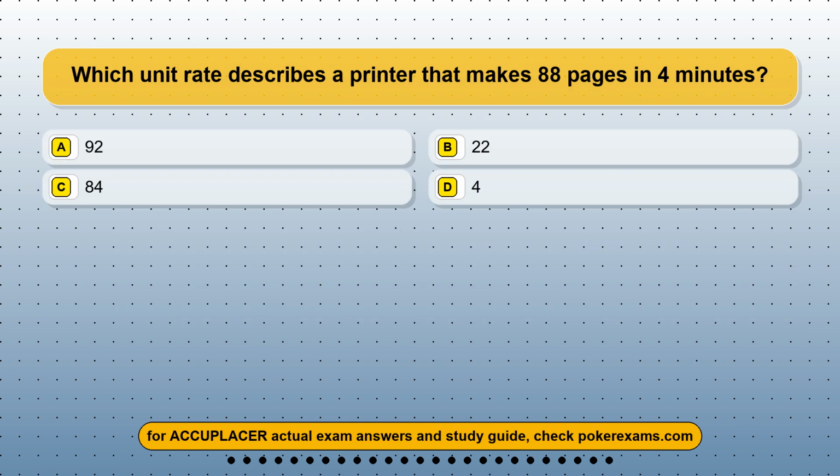Question 20. Which unit rate describes a printer that makes 88 pages in 4 minutes? Option A 92, option B 22, option C 84, option D 4.